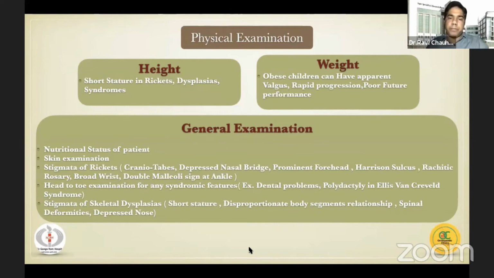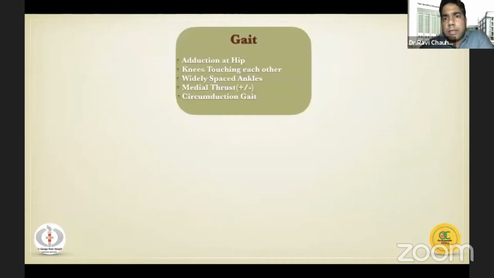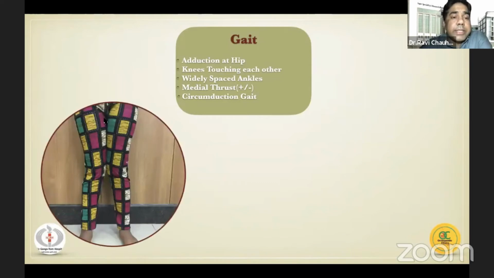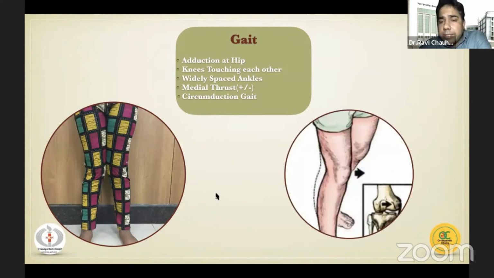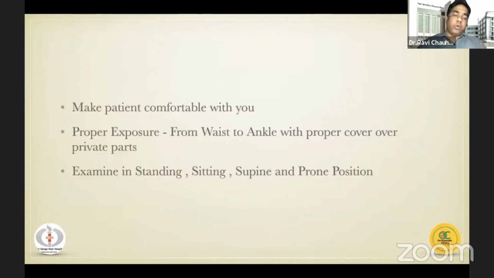Then moving to the further examination, gait. What kind of gait does this patient present with? It presents with adduction at the hip. Here you can see knees touching each other and widely spaced ankles. There will be a medial thrust, meaning the femur moves medially over the tibia. And overall, we can say it is a circumduction gait.